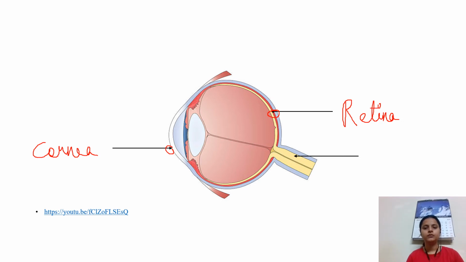Now comes this part. What is this? Yes, very good. This is the optic nerve. Yes, very good. So we have labeled the parts of the human eye. Now let's move ahead and see what is next.